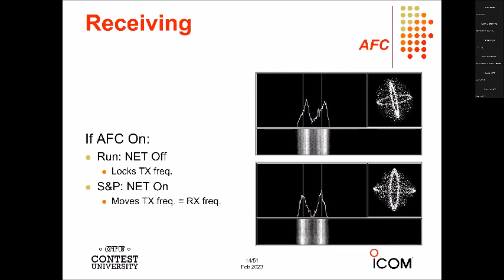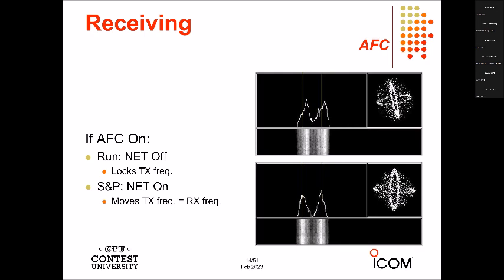And so a lot of people think, oh, well, that's great. The problem with that is that it's great if you're running and your transmit is fixed. But if you're in search and pounce mode and you're tuning around and you tune into a signal, the AFC will grab and move your receive signal away from your transmit signal. And so you will no longer be zero beat in your own station, and you'll be transmitting off frequency relative to your QSO partner.